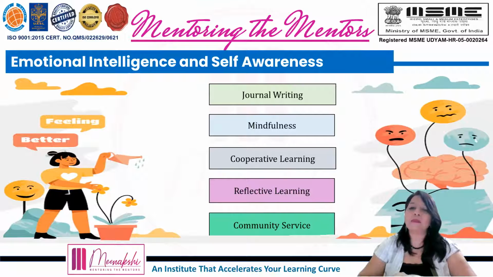And let them participate in reflective learning. When we talk about reflective learning, we talk about metacognition, thinking about thinking. Let them reflect on what they have done, whether it is right or wrong, so that they will be able to make informed choices in future.